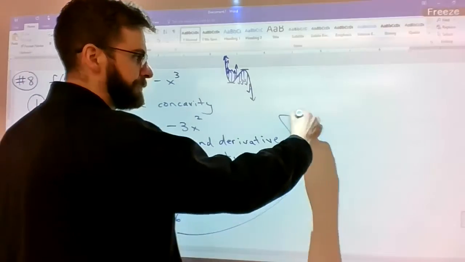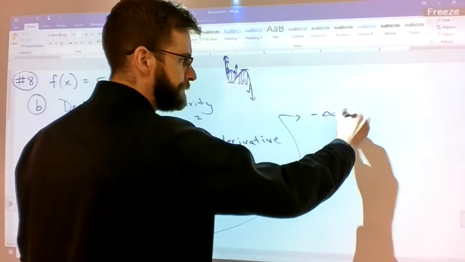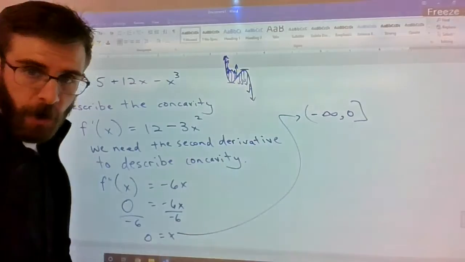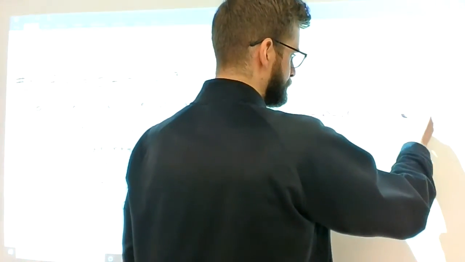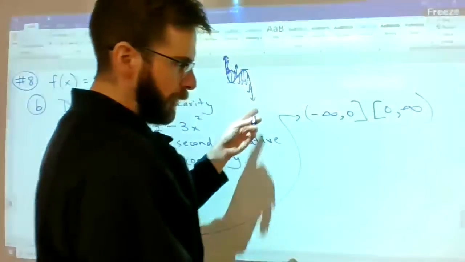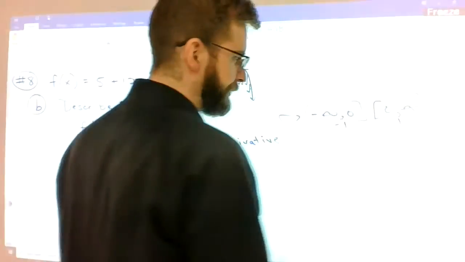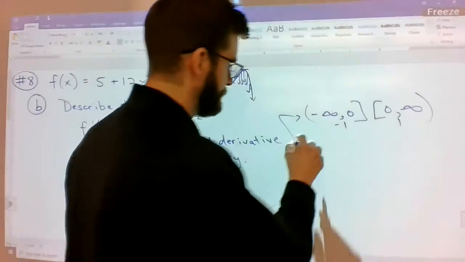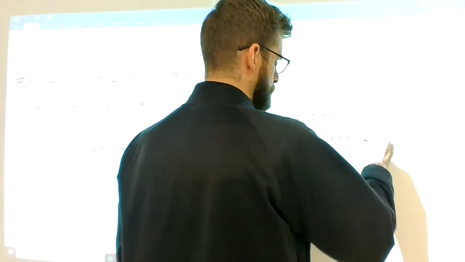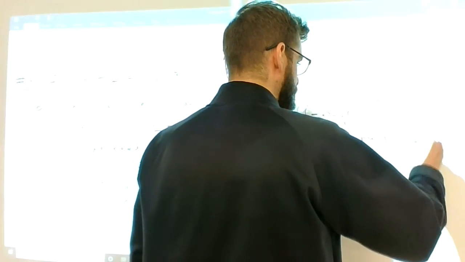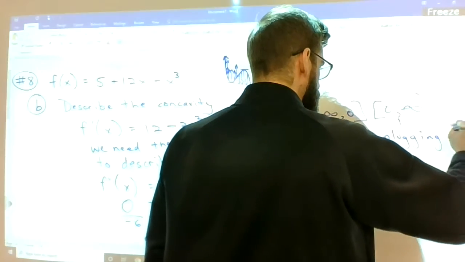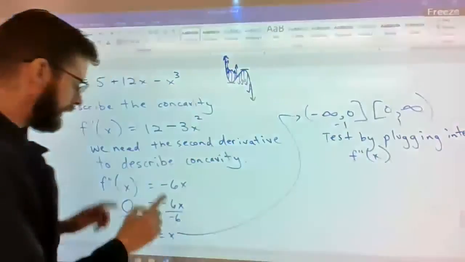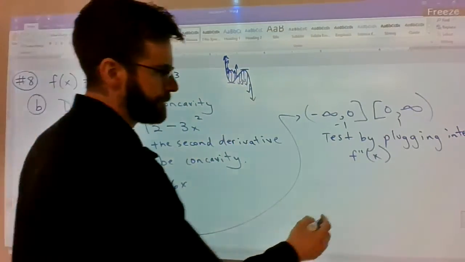Our intervals are going to be negative infinity to 0, and then 0 to infinity. Pick a point less than 0. Pick a point greater than 0. And we are testing them by plugging into f double prime. In this case, it's negative 6x.